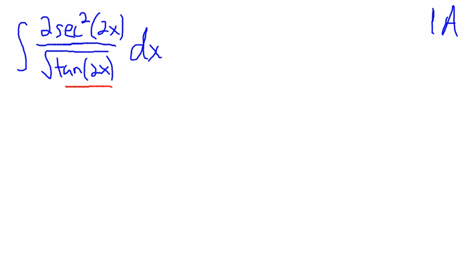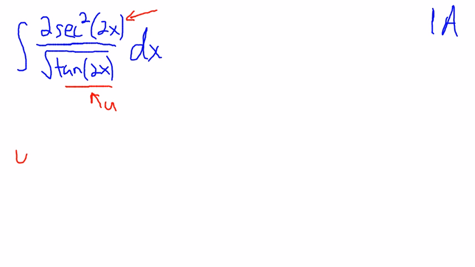So I can't just integrate that. So I've got this tan 2x here, and I know that the derivative of tan of x is secant squared x. So notice the top is kind of a multiple of the derivative of tan of x. That leads me to believe that I can use u sub, where I'm going to let this be the u. So I'm going to go ahead and do that.